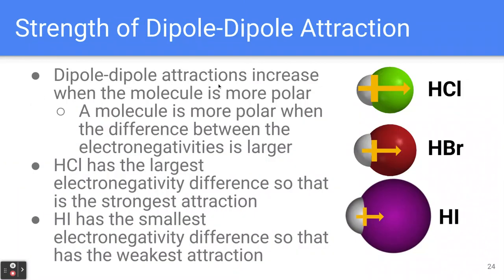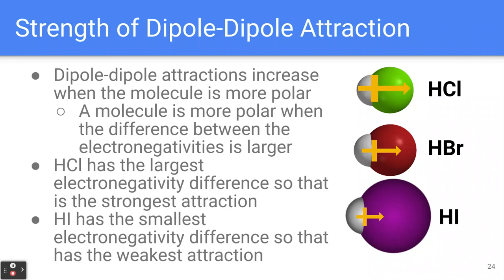So how can we increase the strength of a dipole-dipole attraction? The way we're going to do this is we're going to increase the dipole itself, meaning that we are going to try to make a larger difference in electronegativity. If we take a look at these three hydrogen halogen bonds, we've got hydrogen chloride, hydrogen bromide, and hydrogen iodide.